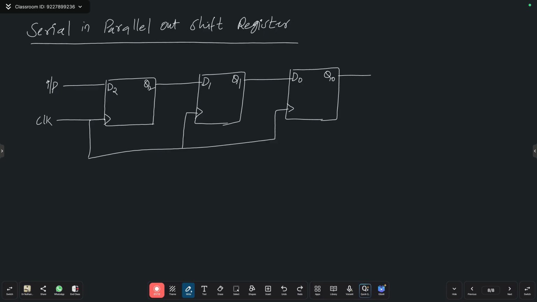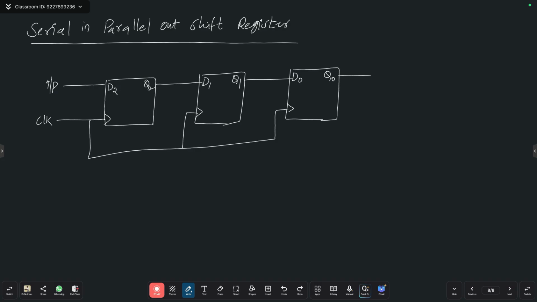In this register, we are giving input in serial and observing output in parallel. As I told you, input one by one serially we are giving, but output we are extracting very quick. At a time you are going to get the output. How it is possible, I will show you.